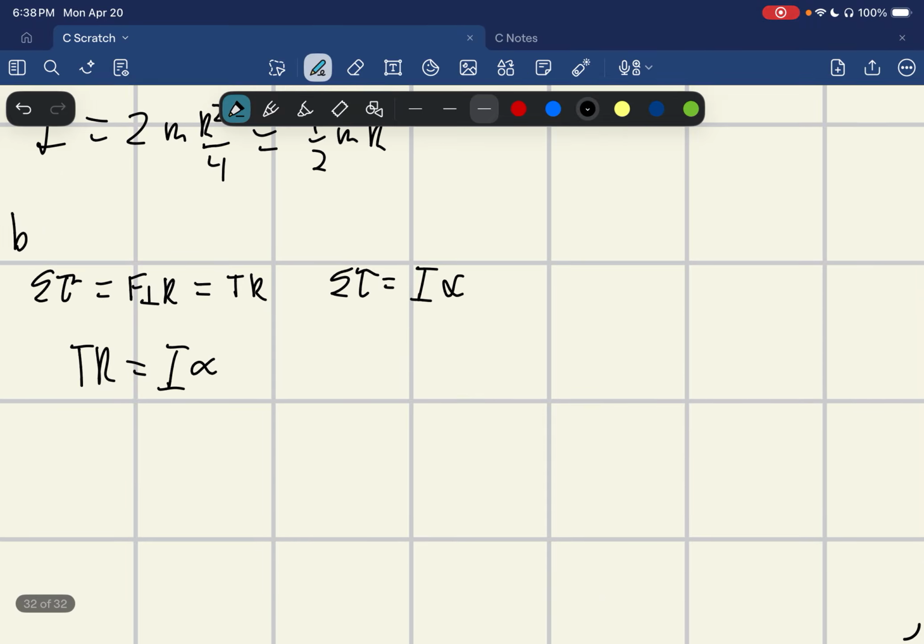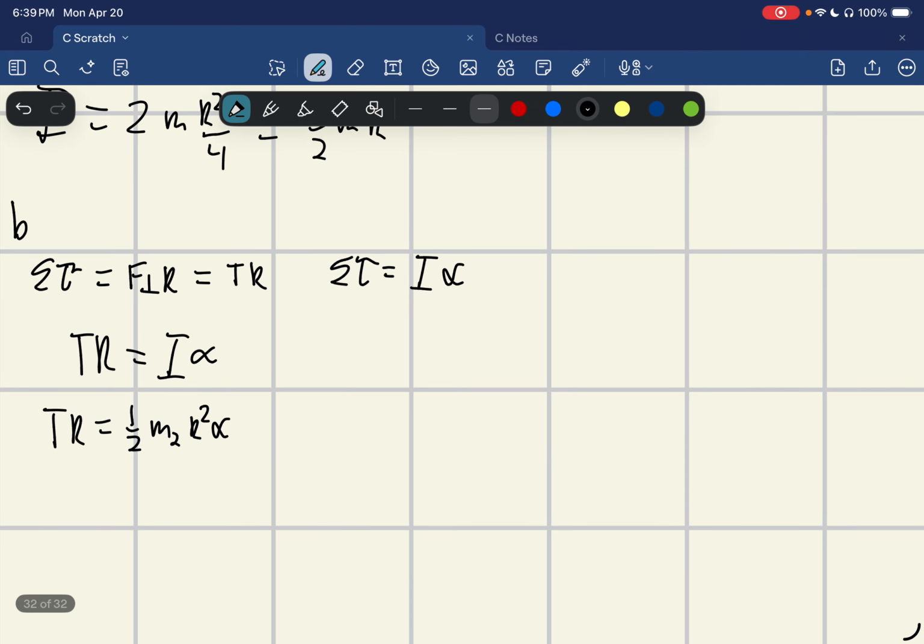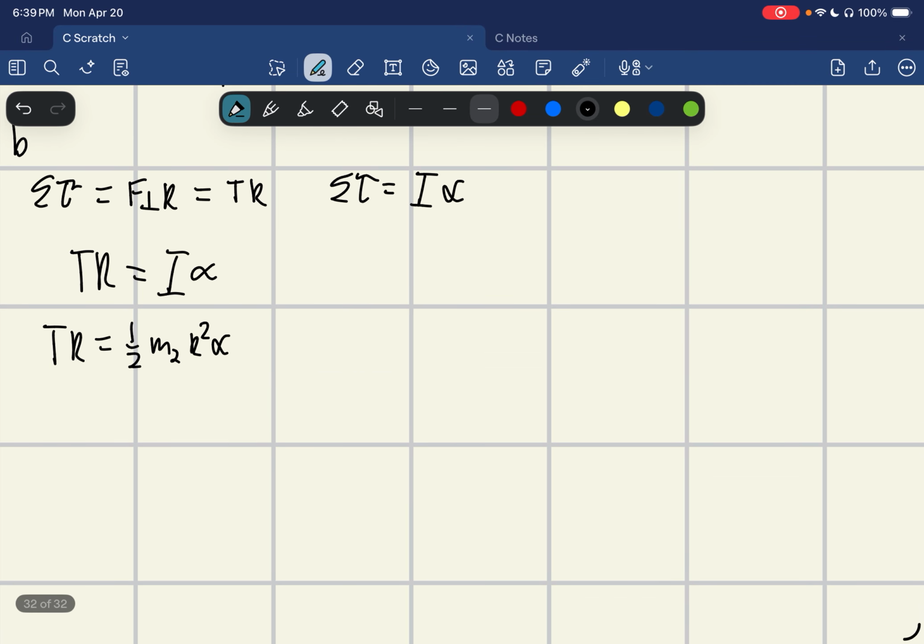And then here I would just expand I, so T R is equal to 1/2 m2 r squared alpha. And here I would denote that the 3 kg is m1 and the cylinder would be m2. And then here I would just isolate for T by dividing by R, so we know that T is equal to 1/2 m2 R alpha.